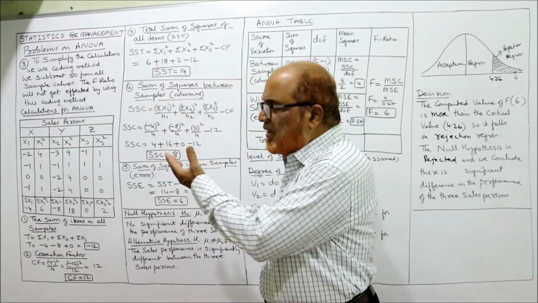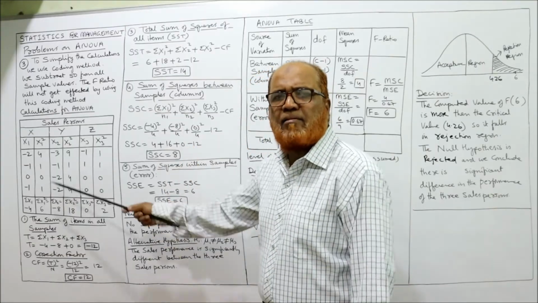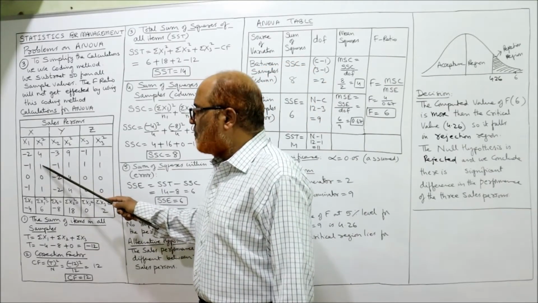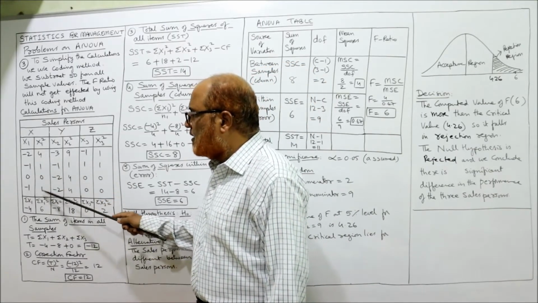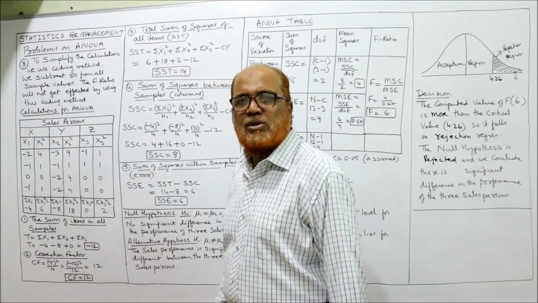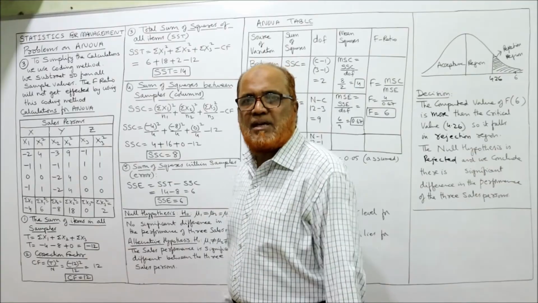Now the values have become very simple. Easily, without using the calculator, we can find the total. 2 square is 4, 1 square is 1, 0 square is 0, 1 square is 1. So the total is 6. Without a calculator we can find it directly, and our ultimate answer will remain the same.